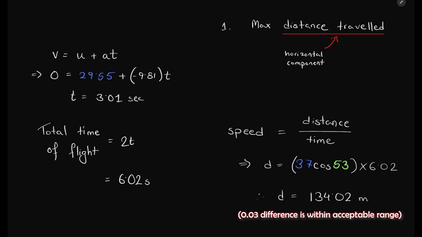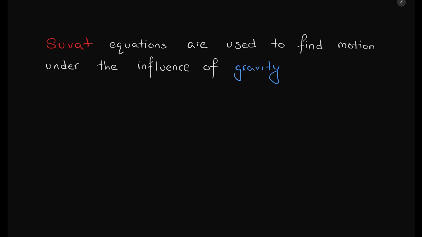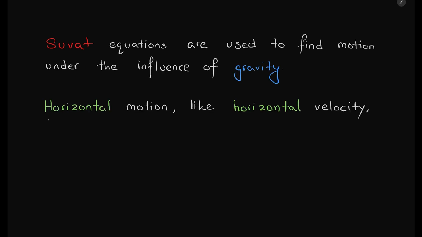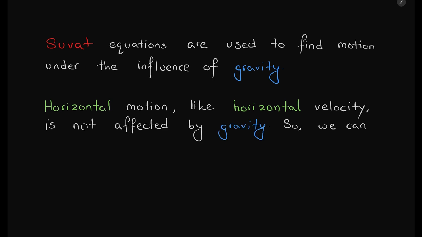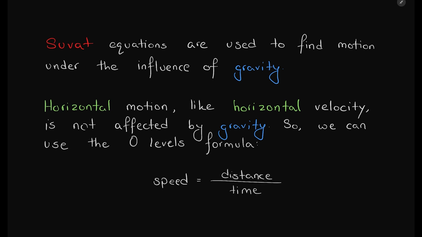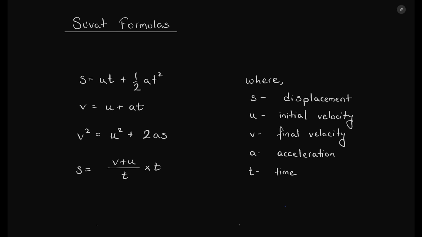So for horizontal components, we can use the formula speed equals distance by time. Suvat equations are used to find motion under the influence of gravity. Horizontal motion, like horizontal velocity, is not affected by gravity. So we can use the O-level formula: speed equals distance by time. These were the basics. Hope you have understood them all.